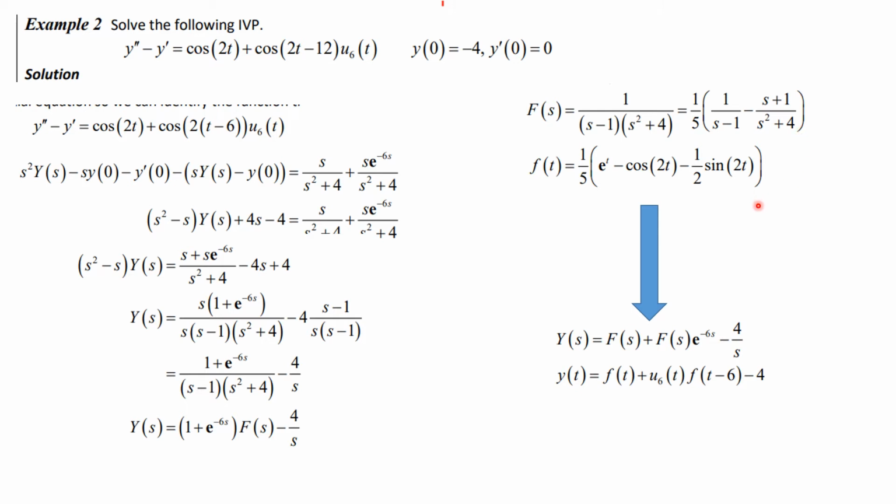Now returning to what y of s is, and here I'm just distributing the f of s across there. So I get this. So that means the y of t is going to be f of t, which is just this thing up here. But then this is going to be the Heaviside step function shifted by 6. And then this is going to be f of t minus 6. That's going to be 1 over 5 e to the (t minus 6) minus cosine 2(t minus 6) minus 1/2 sine 2(t minus 6). And then it's going to be minus 4.